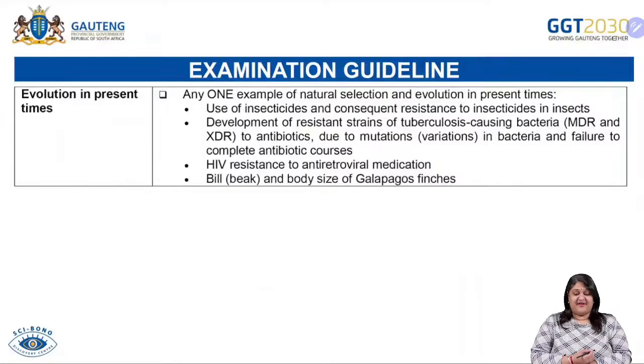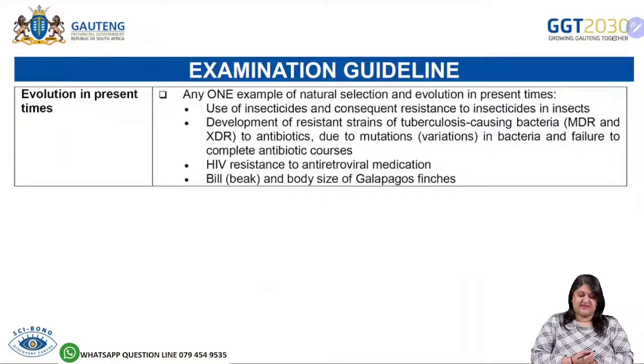So, firstly, as always, we like to start with our examination guidelines so you know exactly what it is that you need to study for. Just reminding you, the examination guideline gives you the scope of the topic. It tells you which paper the topic is in, and it gives you all the relevant information that you need to study in order to prepare for your examination or for your test or any formal assessment.